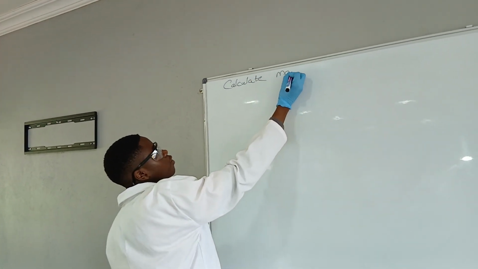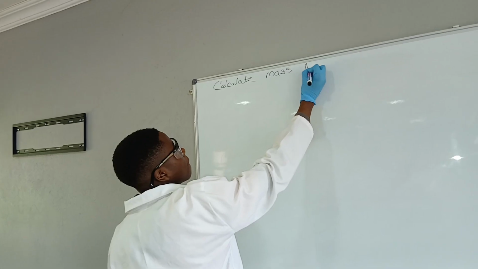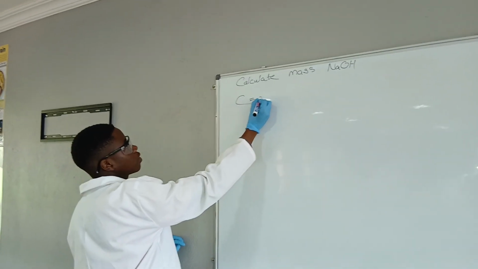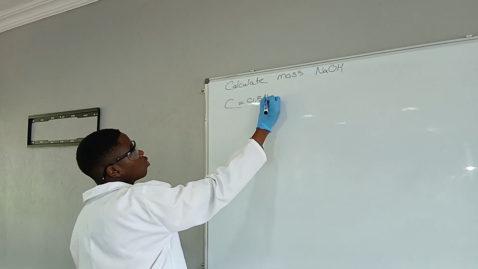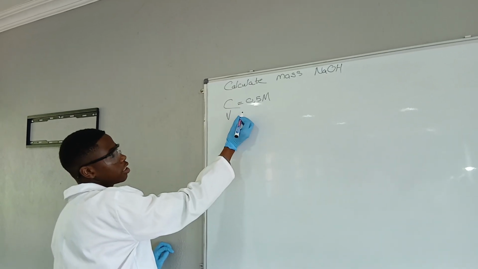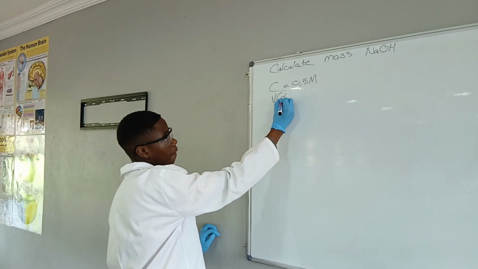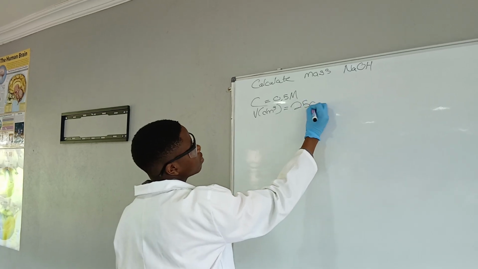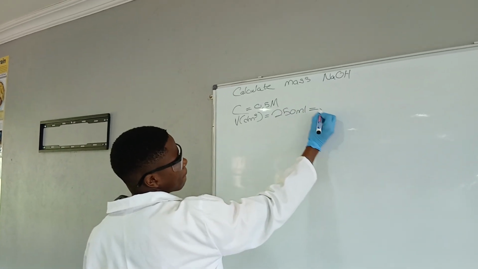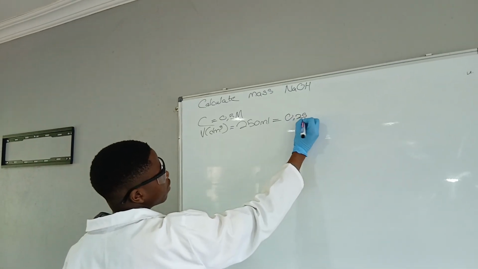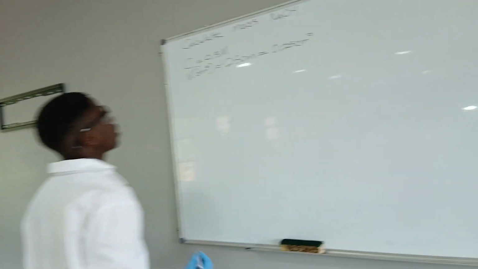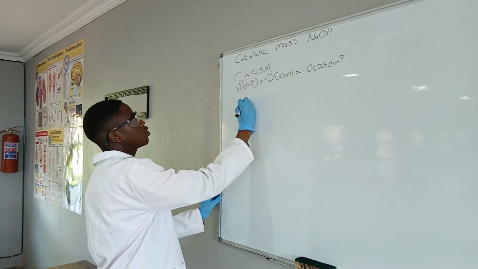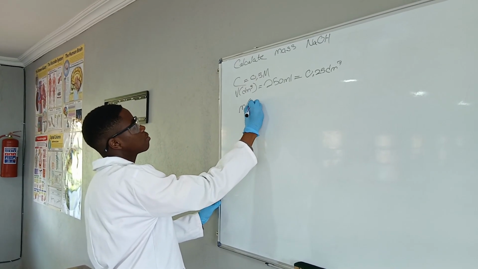Calculating the mass of sodium hydroxide using a concentration of 0.5 moles per dm cube and a volume in liters or dm cube, which is 250 milliliters or 0.25 dm cube. For calculating mass, first we need to calculate the molar mass of sodium hydroxide.